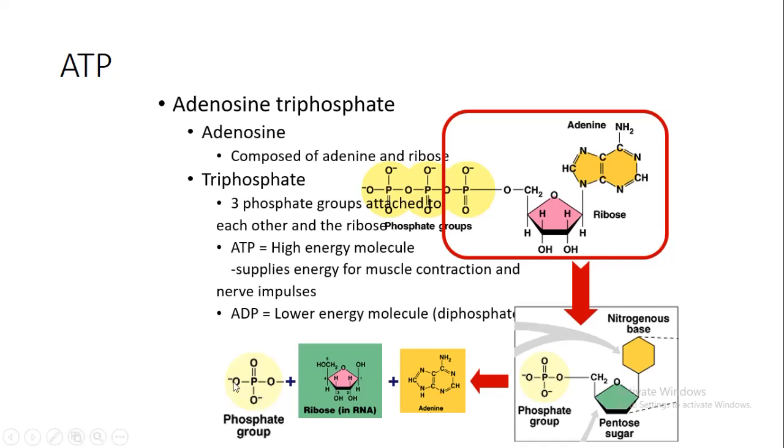Then instead of this reacting with a sugar to form DNA or RNA, in this case it will react with a phosphate group to give adenine diphosphate. So it's not forming any backbone. It is just the addition of the phosphate group. And then it can also do the same thing again. Is that clear?